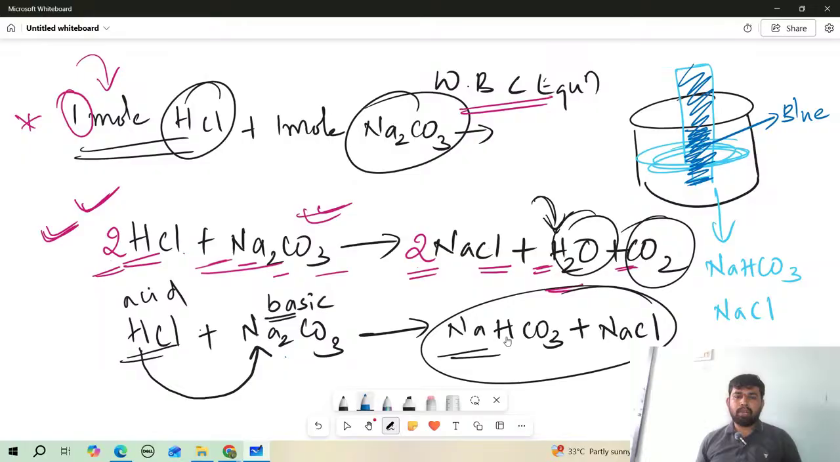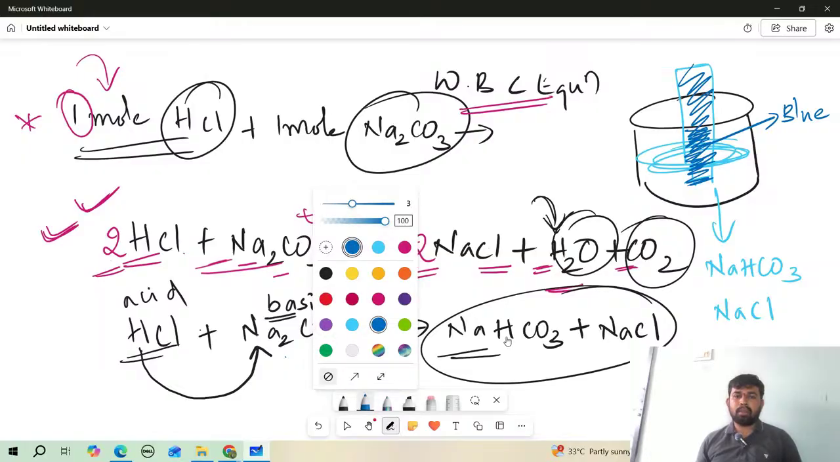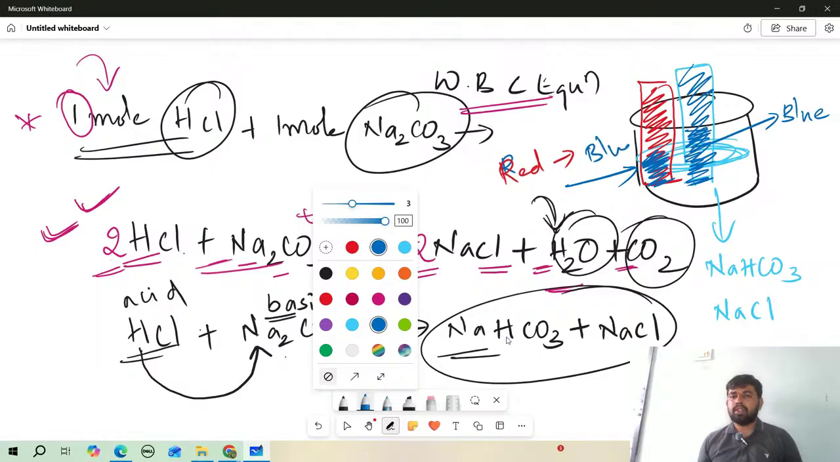If I keep a red litmus paper, suppose you think like I'm keeping a red litmus paper, what happens? Red litmus paper again turns into blue color. Why? Because it's basic, right? So what you can say: red paper turns blue because the solution is basic. So in this way, you should think about these competency based questions.